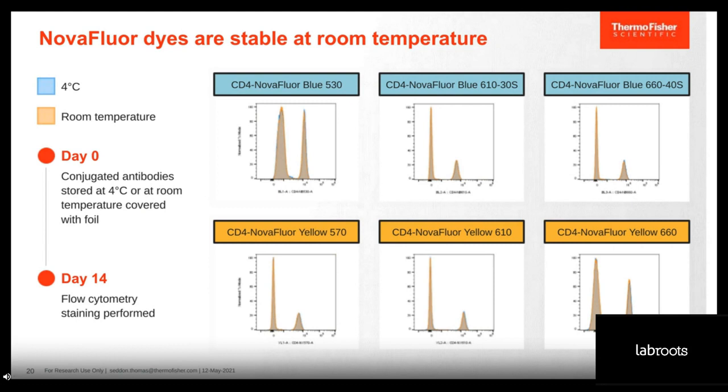And so, the way to test this, what we did is take antibodies and basically wrap them in aluminum foil and either leave them at room temperature or 4 degrees and look at how stable basically the dye is over that time period.